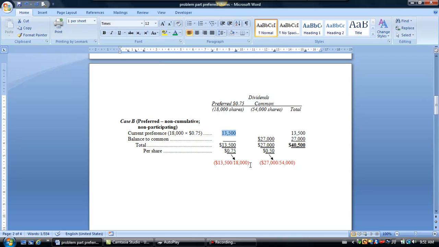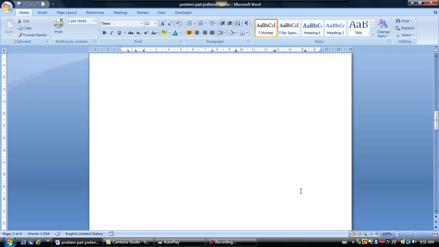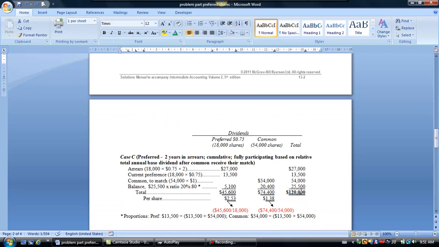Okay, so that's case B. And again, realize that of the 40,500 that we're declaring this year, the common shareholders are getting the residual after the preferred get theirs. Okay? So now let's look at case C, and you can betcha we're going to have some level of participation here.